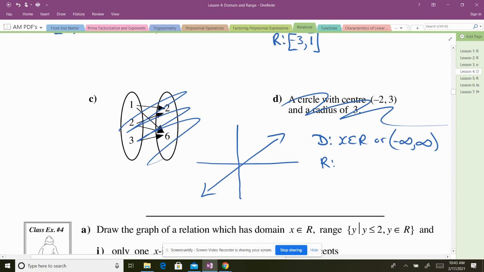What's the range? You're close. You're halfway there. Look at it. It keeps going up forever. So what's the maximum value? Keeps going down forever. So what's the minimum value? -infinity. It's not x though, because we're doing range. So you'd say y ∈ R or -infinity to +infinity.